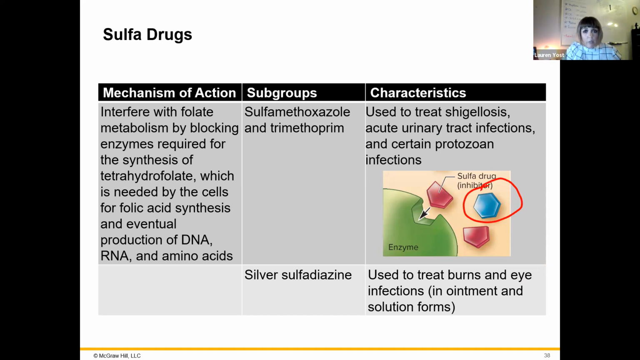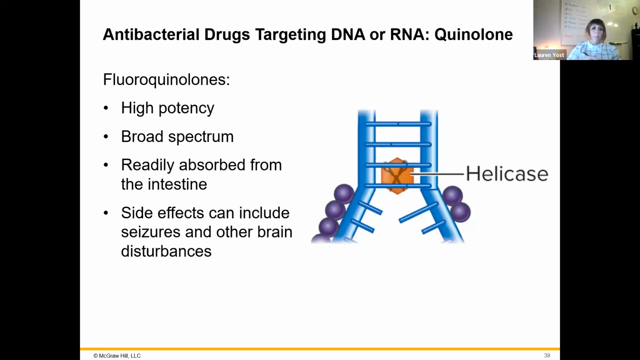Bacteria need folic acid for a lot of things, typically for DNA and RNA and amino acid production. So that's a big deal, right? If we can inhibit that, it really puts a damper on their party. What we do is we mimic that with our sulfa drugs and it binds into the enzyme. That's a competitive inhibition there, right? Remember that, competitive inhibition.